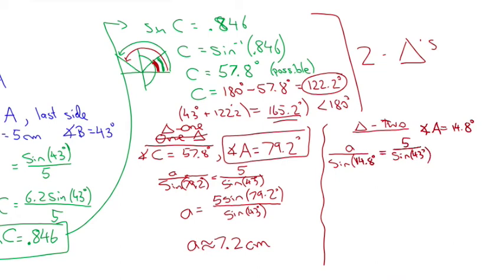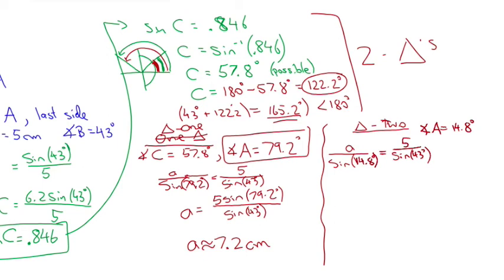How did I know I had a problem? Well, if A is the largest side possible because it has the largest angle, it can't be the same side as C. It doesn't make any sense. So I knew something was going on over there. I got A equals 1.9.